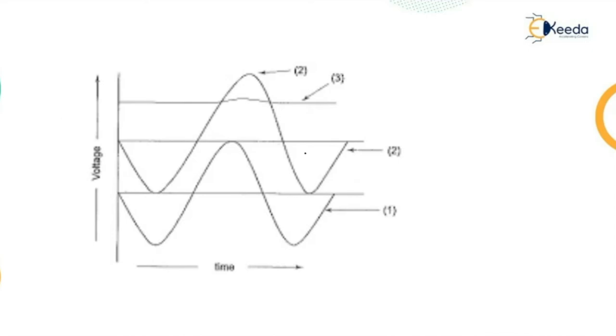Now let us see the output which we are getting, that is plotted between voltage and time. The output from the first rectifier, that is the first voltage doubler circuit, is this much, which is plotted here. So that is the AC input voltage given. The AC output voltage waveform with capacitor filter is shown in this waveform number 2. And the DC output voltage waveform with capacitor filter is shown here.